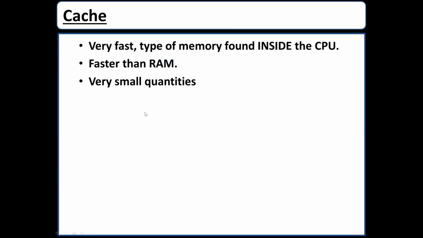Okay, then we have cache. So cache can be a primary storage as well, and it's a very fast type of memory that is found inside the CPU, not the RAM. It is faster than RAM. However, it has a very small quantity. Let's say about 128 megabytes, while RAM normally contains 16 gigabytes, which is about 16,000 megabytes. So the capacity difference is huge between them. It's very fast, but it does not store much data.